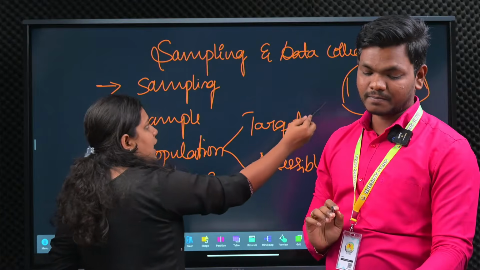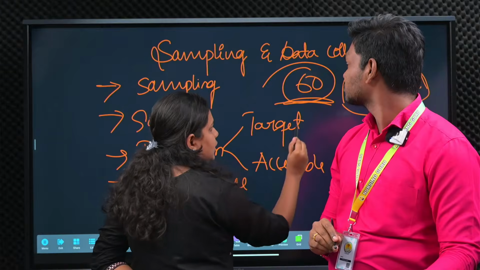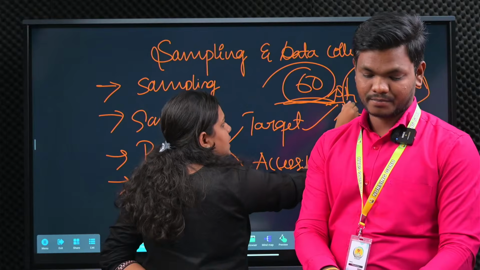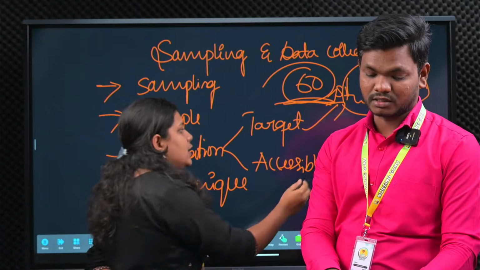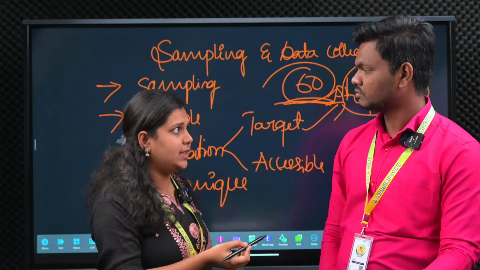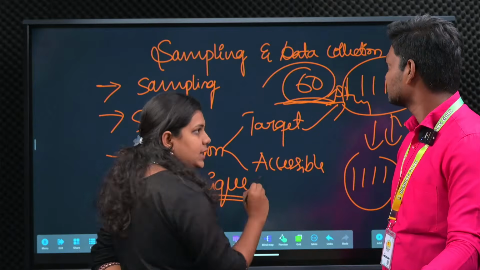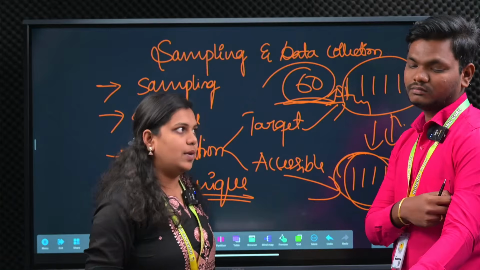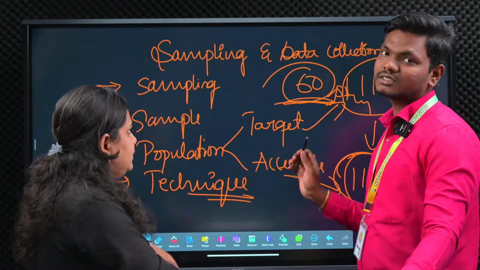Say we have 60 BSc first year students. That is our target, what we call the target population: our first year BSc students. For my study, I don't want all 60 students. So I'll use a technique, for example a lottery method or the randomization method, a sampling technique, and I'll select only from the accessible population and pick my samples. That process is known as sampling technique.